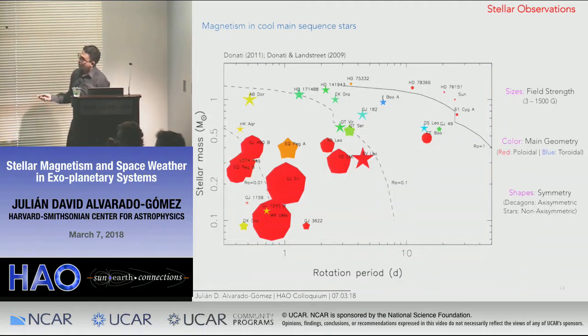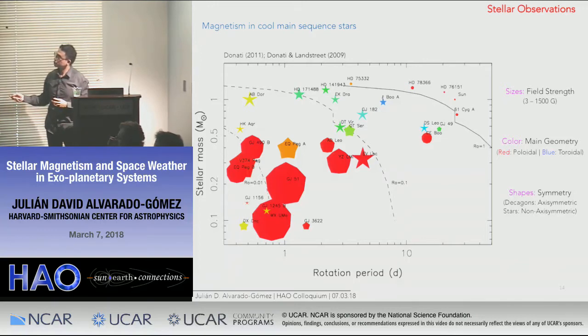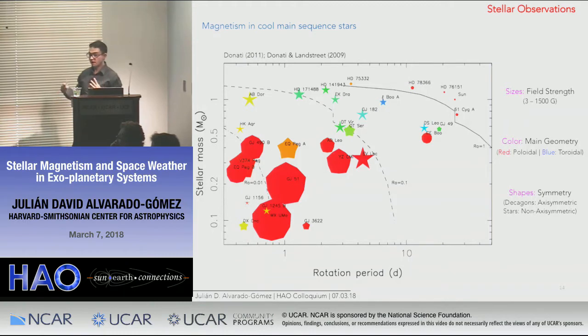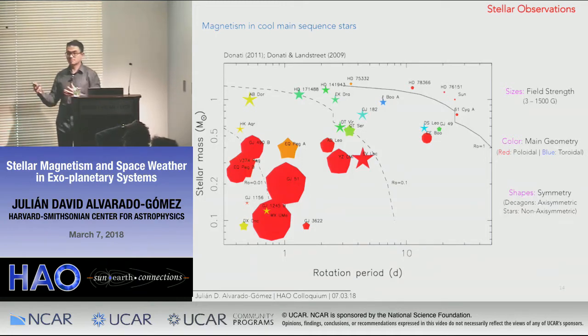And the shape of the symbol represents a little bit of the symmetry of the field. So the roundish shapes, like decagonal shapes, are going to be axisymmetric, while a star shape, like these ones, are going to be non-axisymmetric. So it's going to be much more complex fields. As you can see, in the case of a solar mass, as you go to shorter rotation, the fields become larger, more complicated, and suddenly much less poloidal and a little bit more contribution from these toroidal fields.